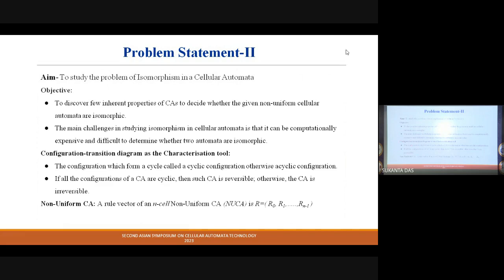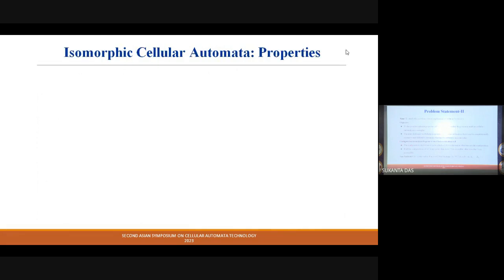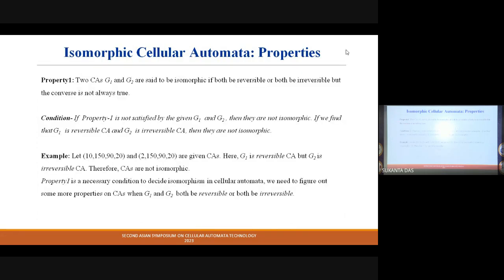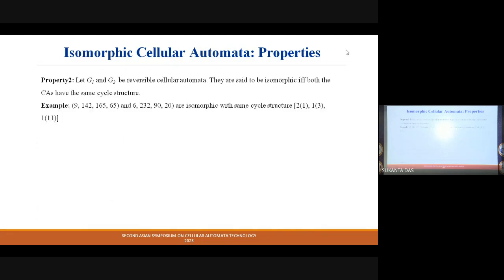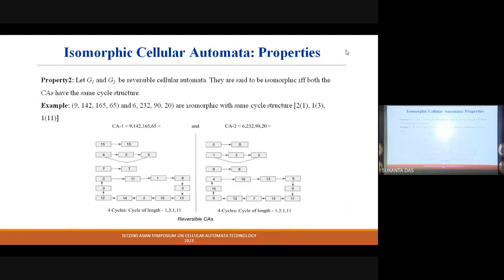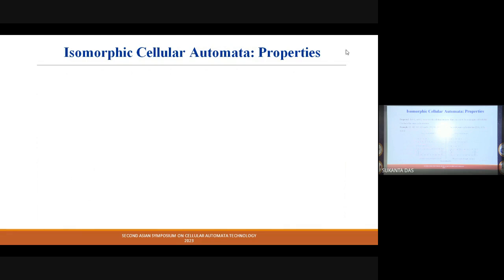Basically, we are using the configuration transition diagram as a characterization tool. So these are the first property that we are checking, the reversible and irreversible nature. We'll take one example quickly: if you take these non-uniform CAs, we'll get the same cycle length. With the same cycle length, this is a reversible nature of this non-uniform CA. So we'll get the same number of cyclic and self-replicating transitions. So we can say that these are isomorphic to each other in the reversible nature.